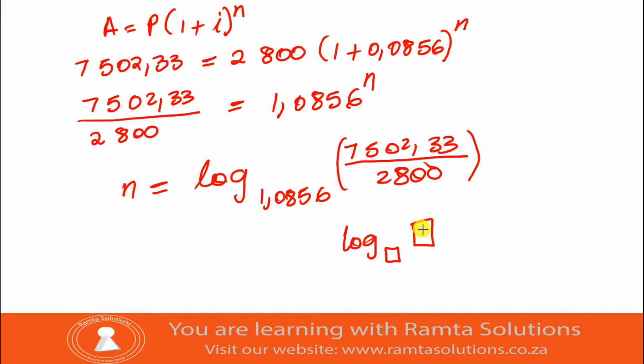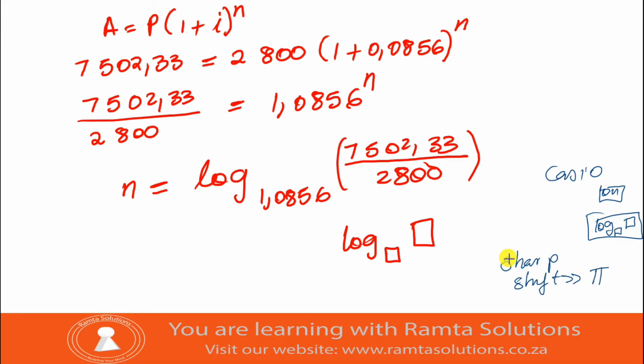If you are using Casio, it's right below the on button. I'm using Casio FX99ZA Plus. For Casio, let me just draw it here. This is on, and then this is your log, and so on. It's right below it. But for Sharp, you must press Shift and then Pi.